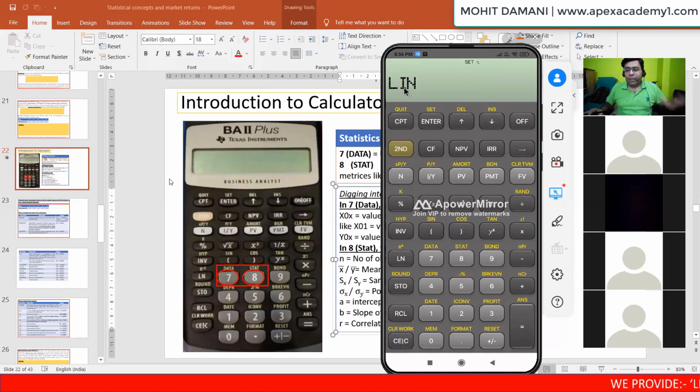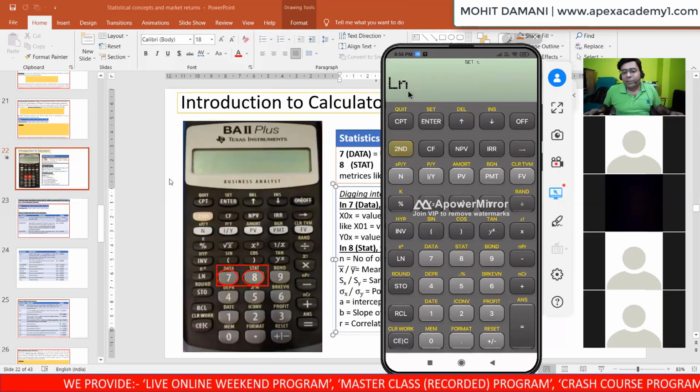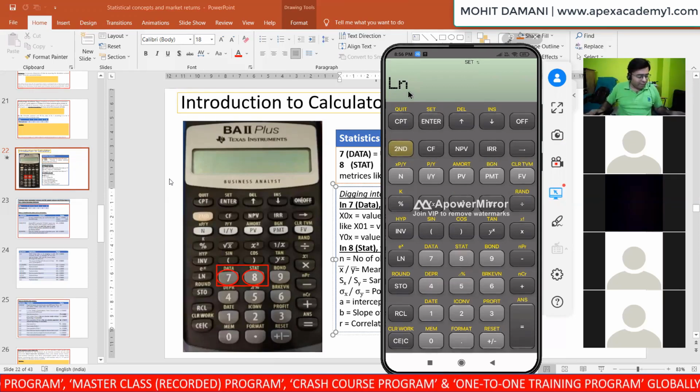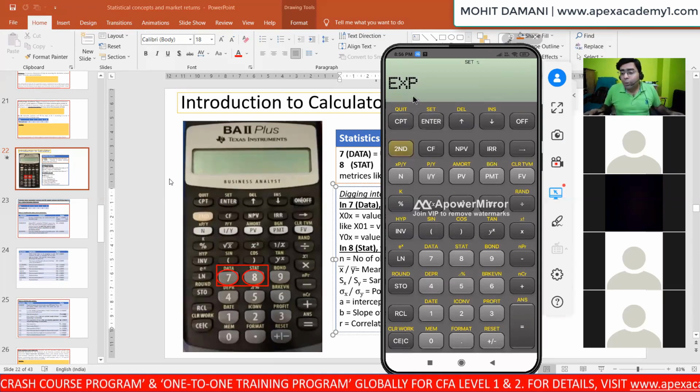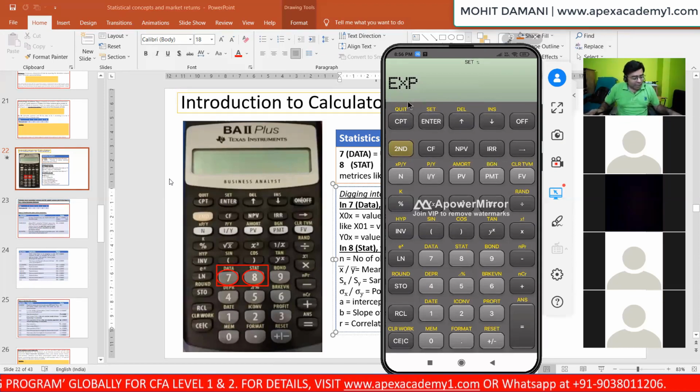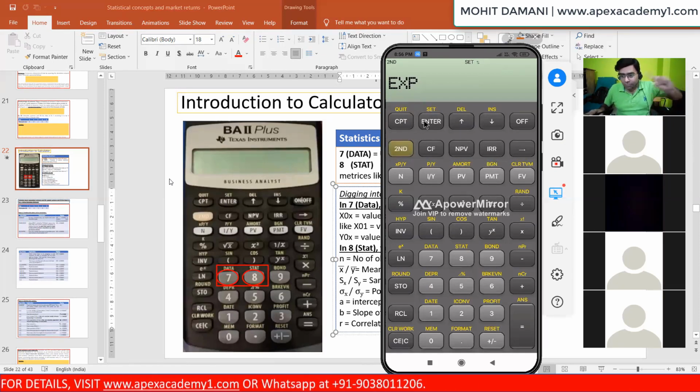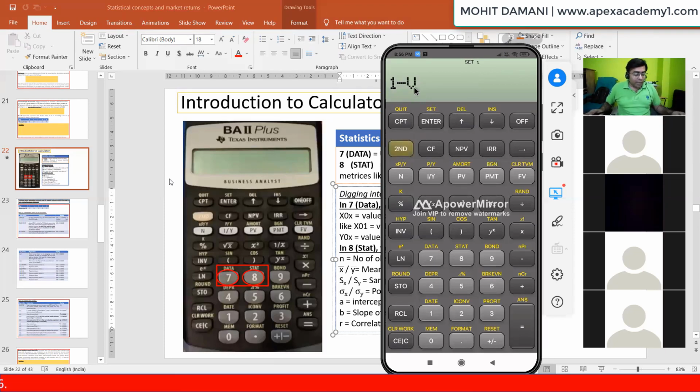LIN stands for linear. There are 5 types of outputs that you can get using the data and stat function. Second and then set, ln means the logarithm way of things, not required in CFA. Second and then ln, exponential output from statistic data, again not required. This is required in FRM, not CFA. Second and power mode of calculating output from statistic data, not required. This is 1 minus v and this is what I was talking about, a very less known function. Again I am using second and then set only. Second enter, second enter. So first let me explain the normal, then I will show the probability weighted thing.